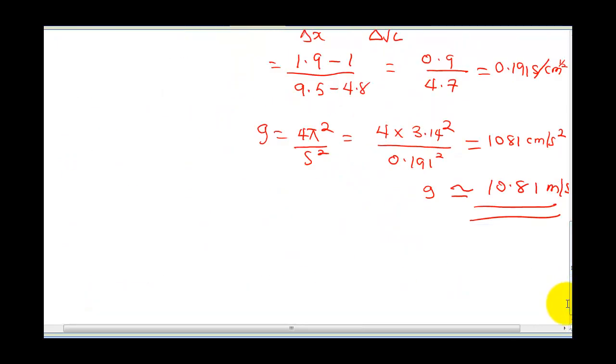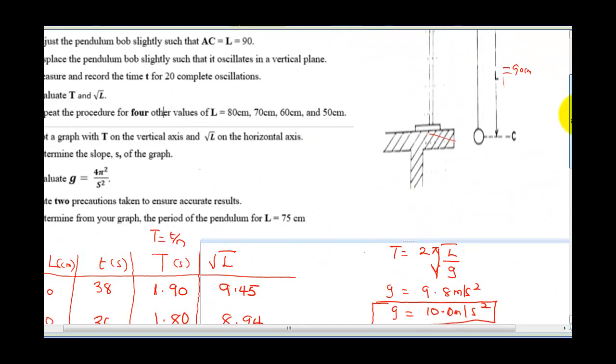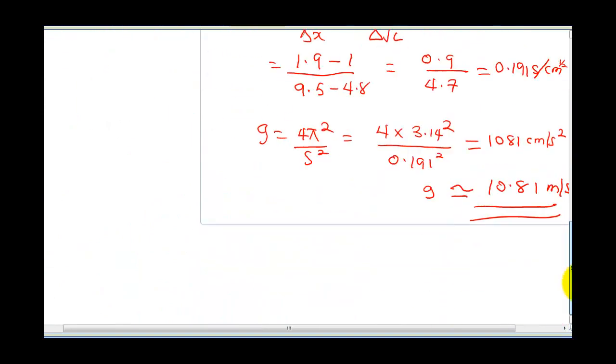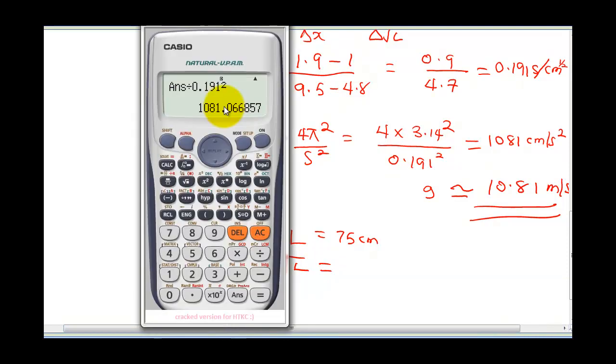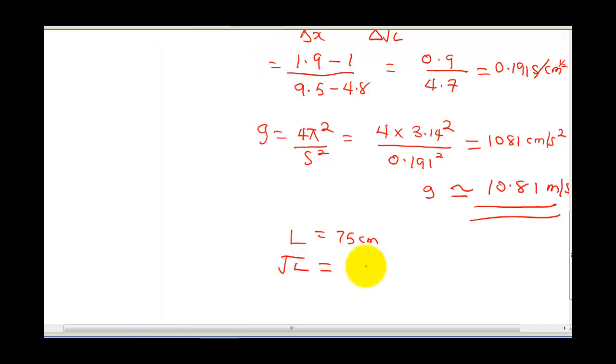Now, the last question says, let's look at it again. It says, determine from your graph the period of the pendulum for L equal to 75 cm. Okay, so for L equal to 75 cm, remember, we did square root of L. That was what our graph carried. So let's get the square root of L. So this will be square root of 75. And this is going to give us 8.66 cm raised to power half.